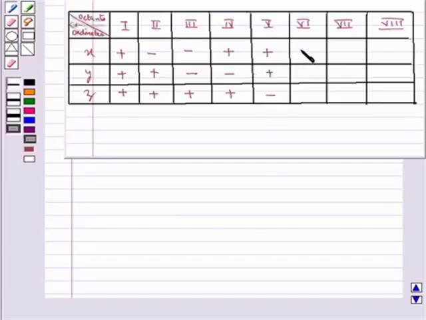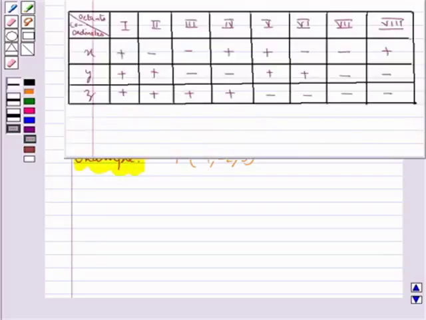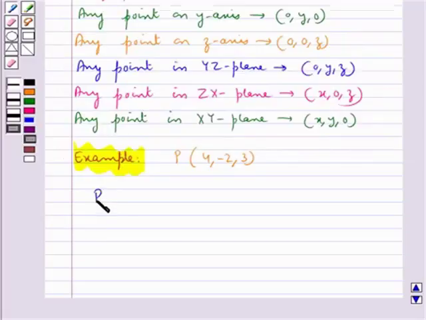Then, if x coordinate is negative, y positive, z negative, it lies in the sixth octant. Then if x, y, z are all three negative, then it lies in the 7th octant. And if x is positive, y, z are negative, then it lies in the 8th octant. Consider a point P with coordinates 4, -2, 3. Now here x is positive, y is negative, and z is positive. So according to this table, we can see that it lies in the 4th octant. So point P lies in the 4th octant.